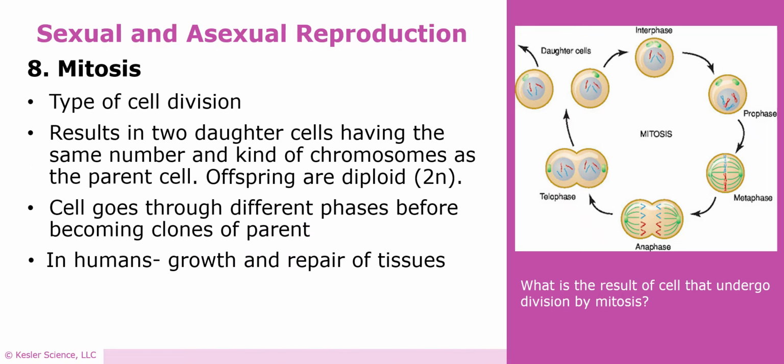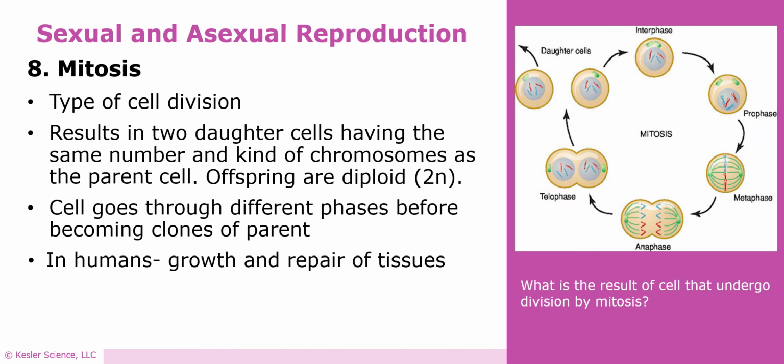Mitosis is one form of cell division. This is how asexually reproducing organisms are going to have offspring. This is also found in humans. The result of mitosis is two daughter cells that arise from one parent cell. They have the same number and the same kind of chromosomes as the parent cell, and the offspring are what we call diploid. They have a full set of chromosomes. We represent that by saying it has two N chromosomes. That means it's diploid.